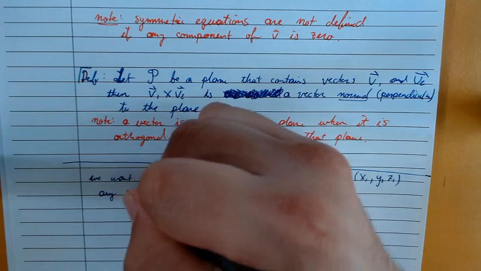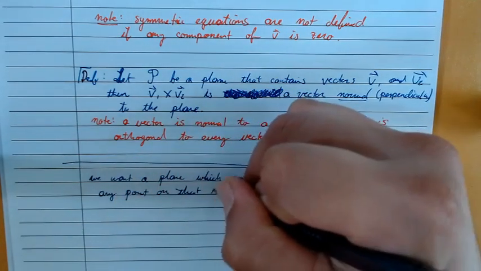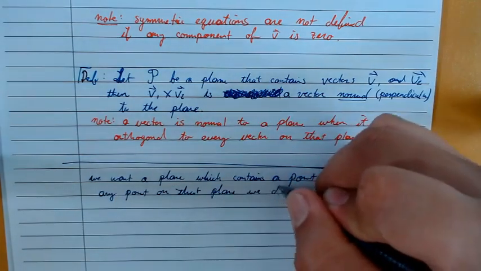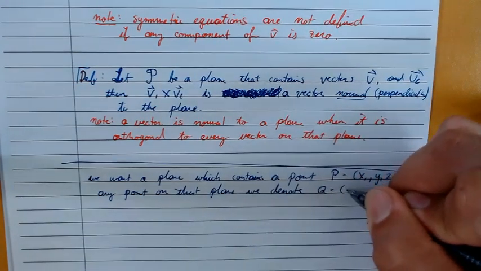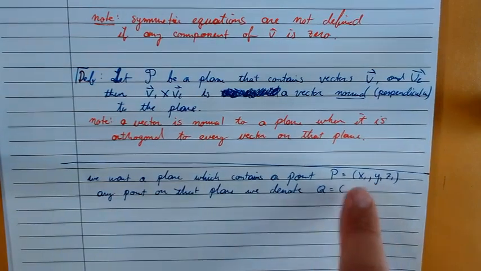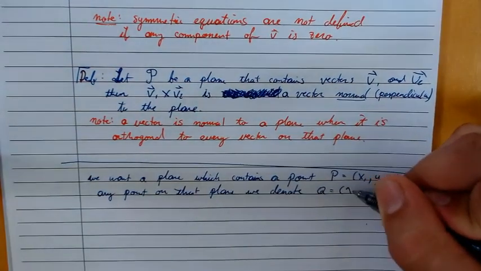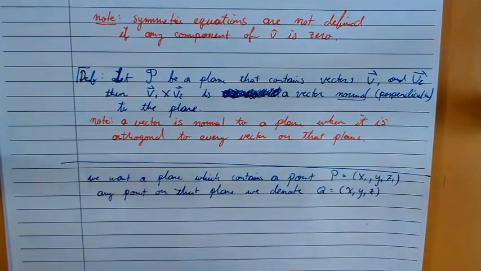Any point on that plane we denote, let's say, Q, which is a specific point. Q is just any other point that happens to be on the plane. So we'll call that just x, y, z, just some ordered triple in space.